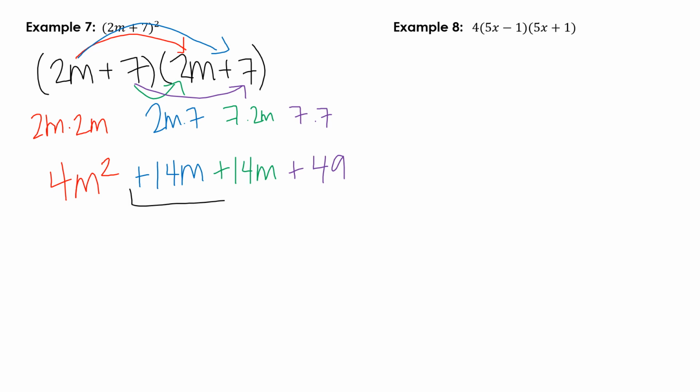Then combine your middle two terms. 14 plus 14 is 28m. So this would be 4m squared plus 28m plus 49.